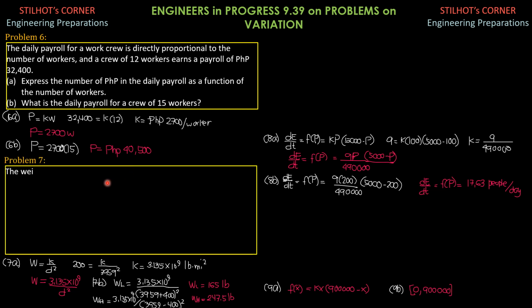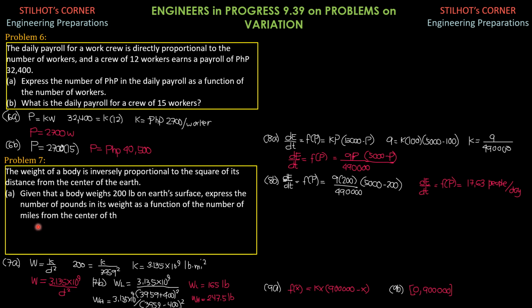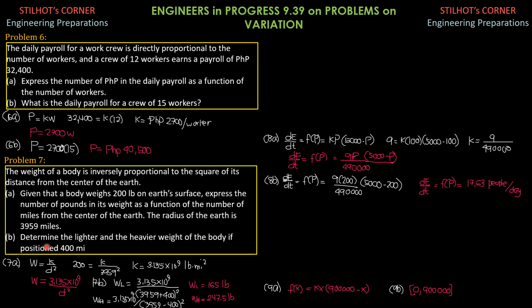Problem 7. The weight of a body is inversely proportional to the square of its distance from the center of the Earth. Given that a body weighs 200 pounds on Earth's surface, express the number of pounds in its weight as a function of the number of miles from the center of the Earth. The radius of the Earth is 3,956 miles. Then B, determine the lighter and the heavier weight of the body if positioned 400 miles from the Earth's surface.